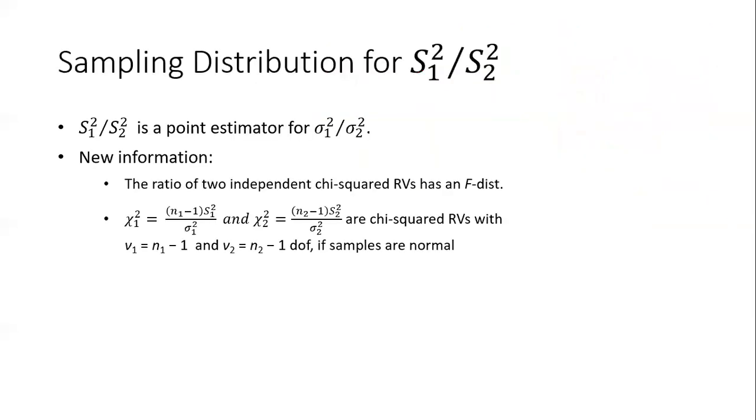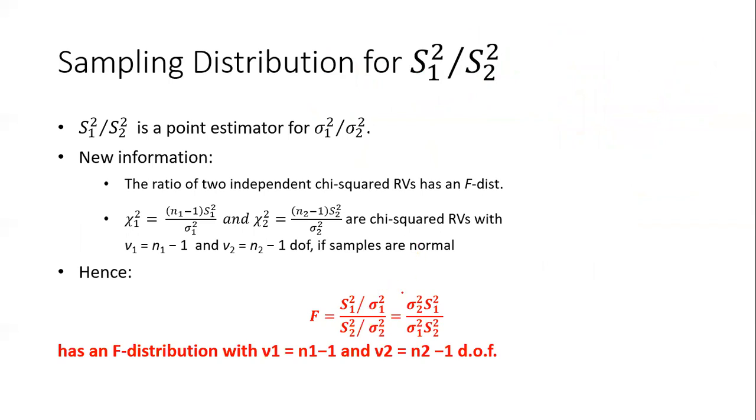Well, it turns out that s1 squared over sigma 1 squared divided by s2 squared over sigma 2 squared, which is sigma 2 squared s1 squared over sigma 1 squared s2 squared, is an F random variable. This is a weird random variable because it has two degrees of freedom, v1 and v2. So this is an F random variable with v1 degrees of freedom, which is n1 minus 1 in the numerator, and n2 minus 1 in the denominator. So there are n1 items there and n2 items there.